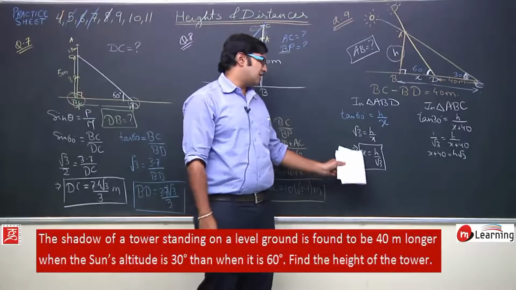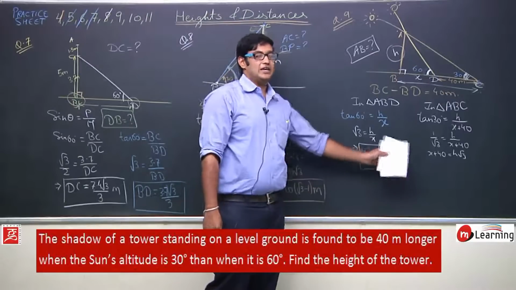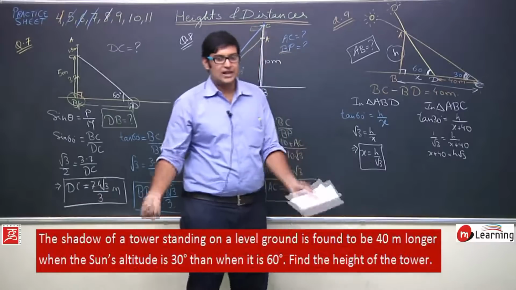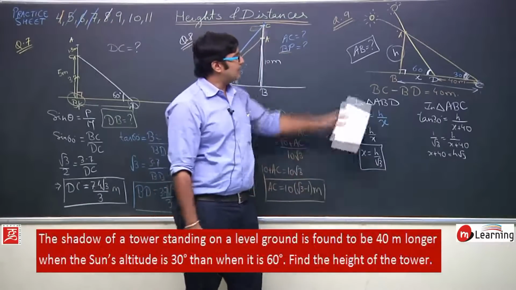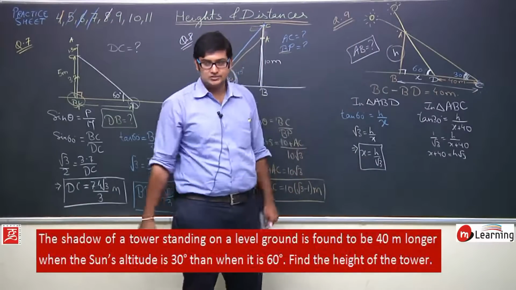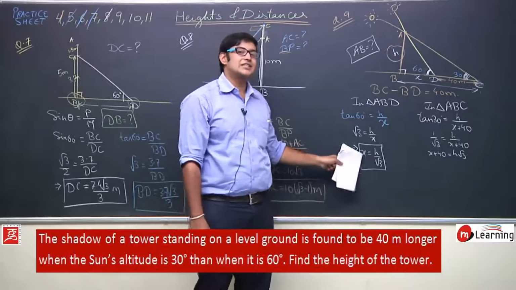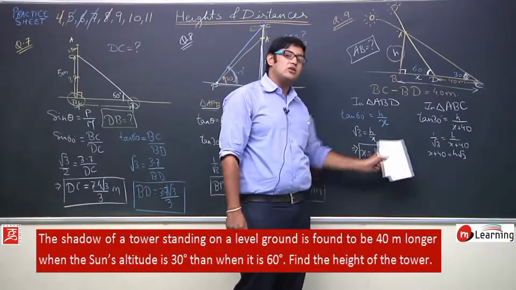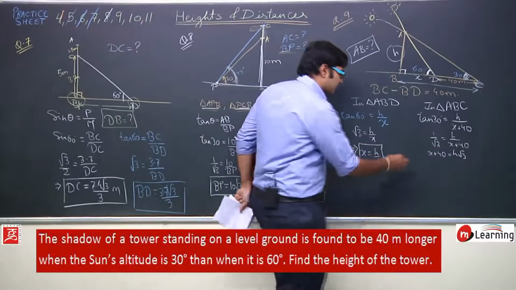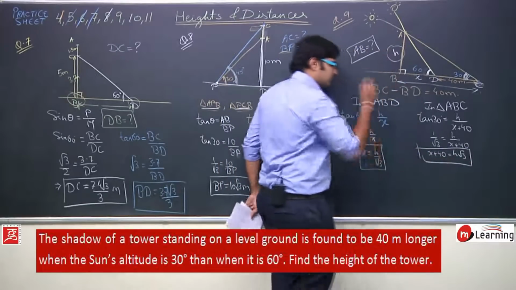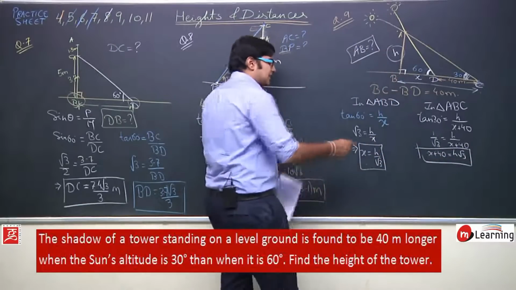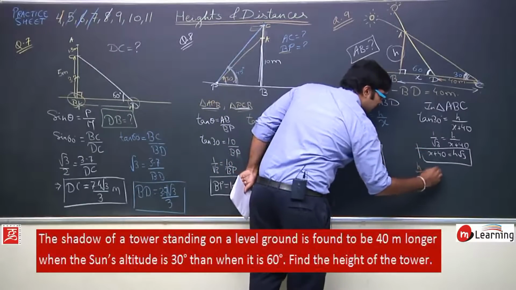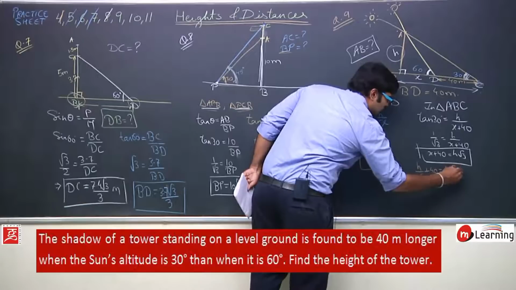Now you can see we have two variables, x and h. So just by solving these two equations, I can determine the value of x and the value of h. Okay, but my task is only to determine the value of h. So what I can do is, this is x, which is h upon root 3. So from here I can substitute the value of x in this equation. So in place of x, I can write h upon root 3 plus 40, which is equal to h root 3.